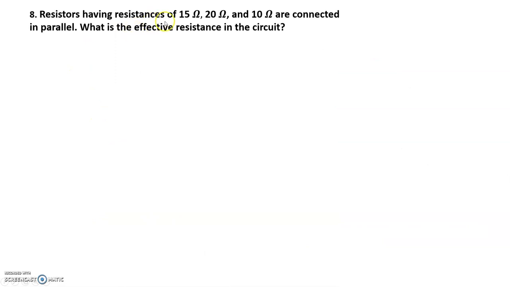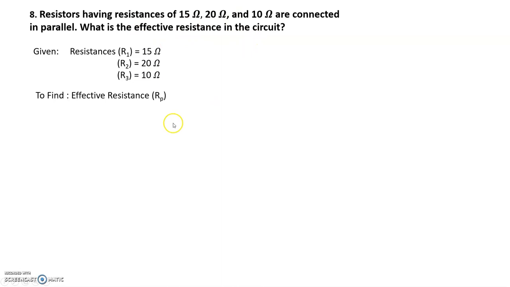Resistors having resistances of 15 ohms, 20 ohms and 10 ohms are connected in parallel. What is the effective resistance in the circuit? Please note they are connected in parallel. So we have to write given resistances R1, R2, R3 are 15 ohms, 20 ohms and 10 ohms. Now we have to find the effective resistance in the circuit, means it is Rp we have to find because they are connected in parallel. So the formula is 1 upon Rp is equal to 1 upon R1 plus 1 upon R2 plus 1 upon R3. Let's substitute the values.